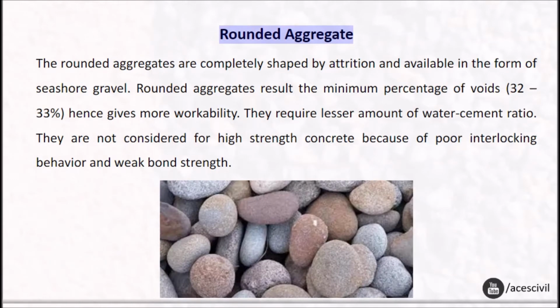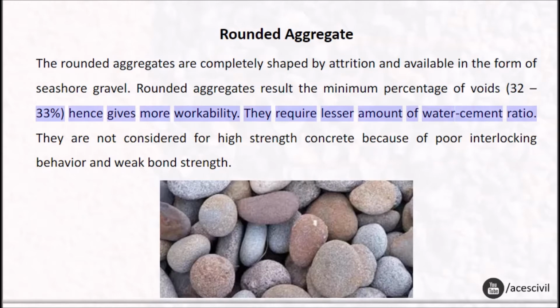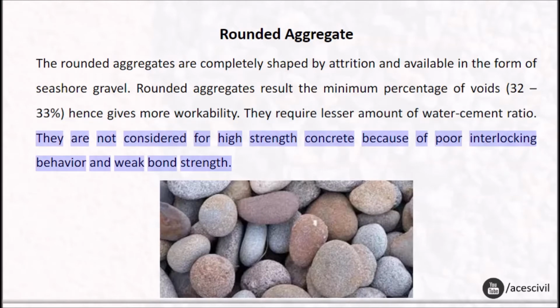Rounded aggregate. The rounded aggregates are completely shaped by attrition and available in the form of seashore gravel. Rounded aggregates result in the minimum percentage of voids, 33%, hence give more workability. They require a lesser amount of water-cement ratio. They are not considered for high-strength concrete because of poor interlocking behavior and weak bond strength.